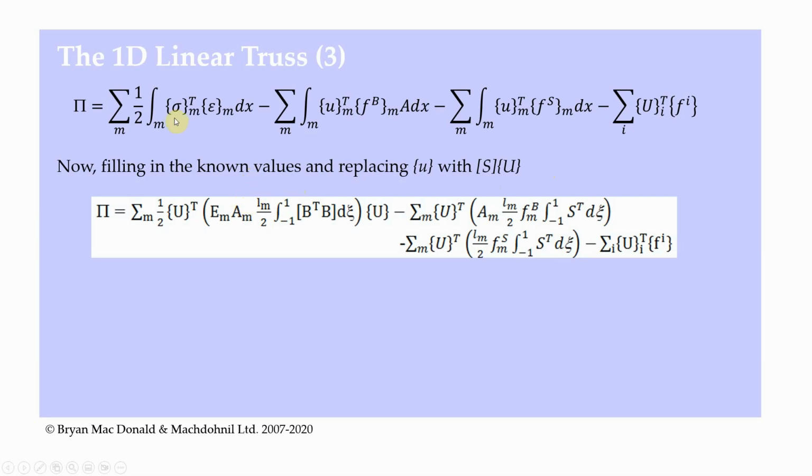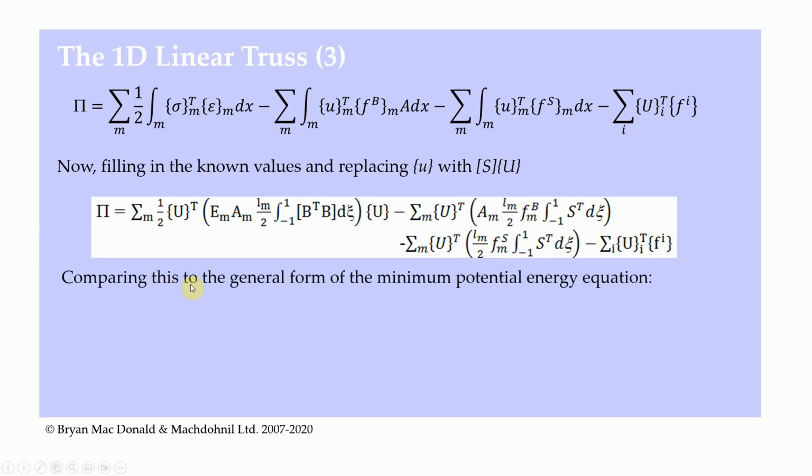So what we've done is we've replaced strain with B times U. We've replaced stress with E times B times U. We have replaced our body force then in here with the shape function times U for the u bit. Okay, and in here again in the surface load, we've got the shape function times U as well. Okay, and then we have various other terms that come in here.